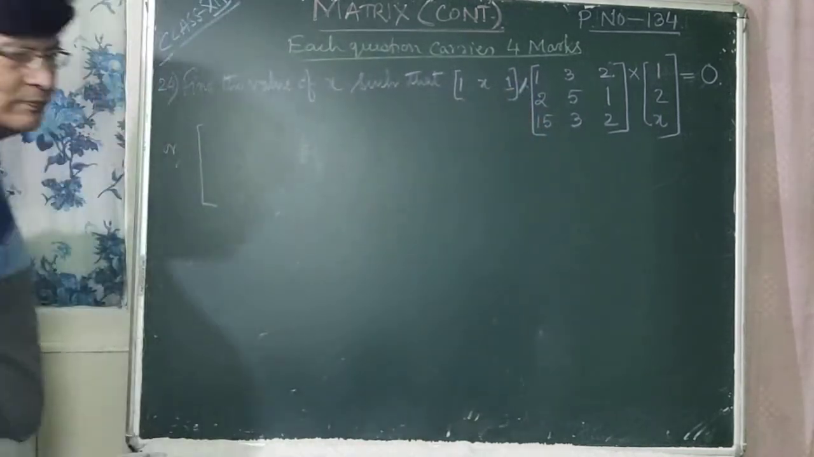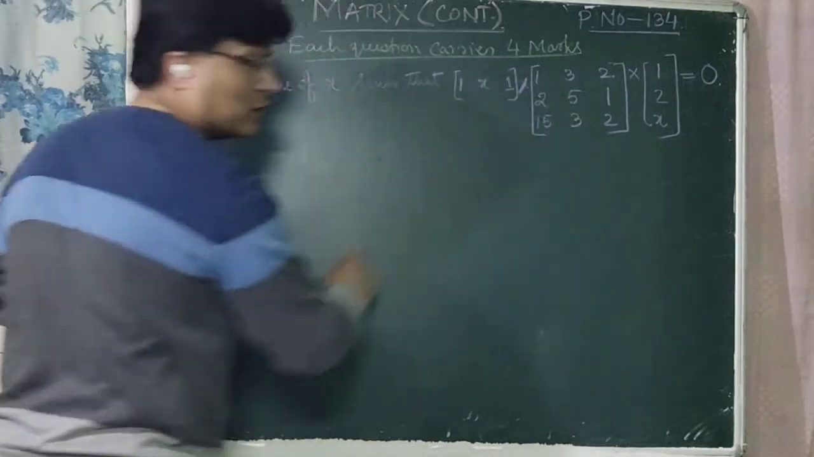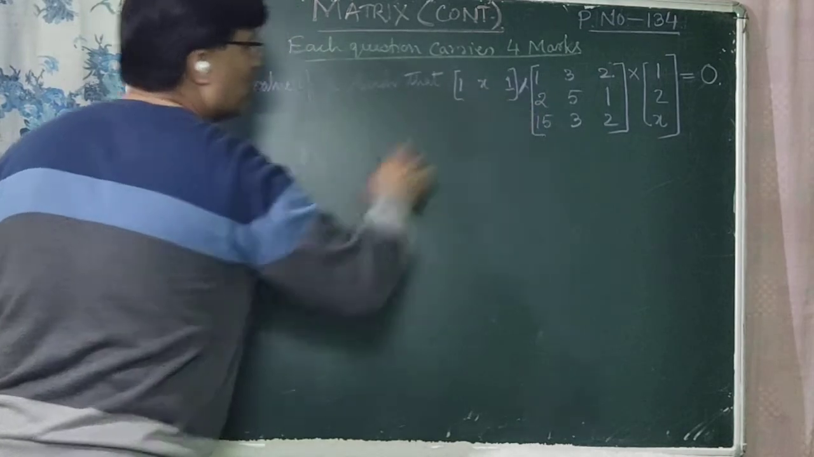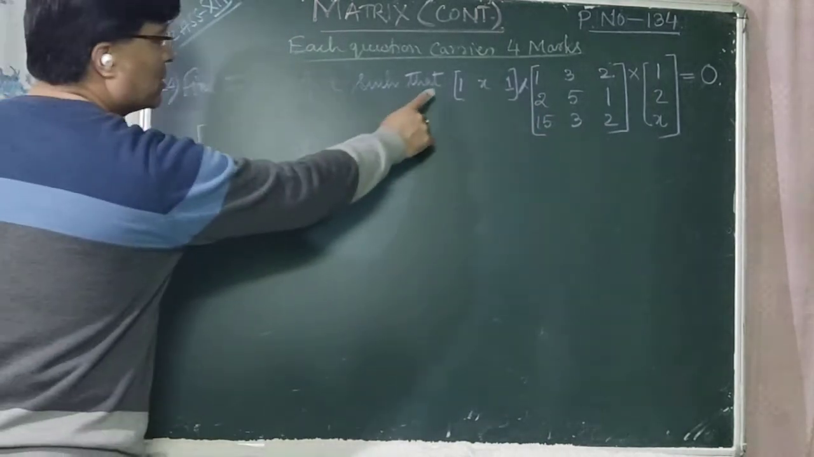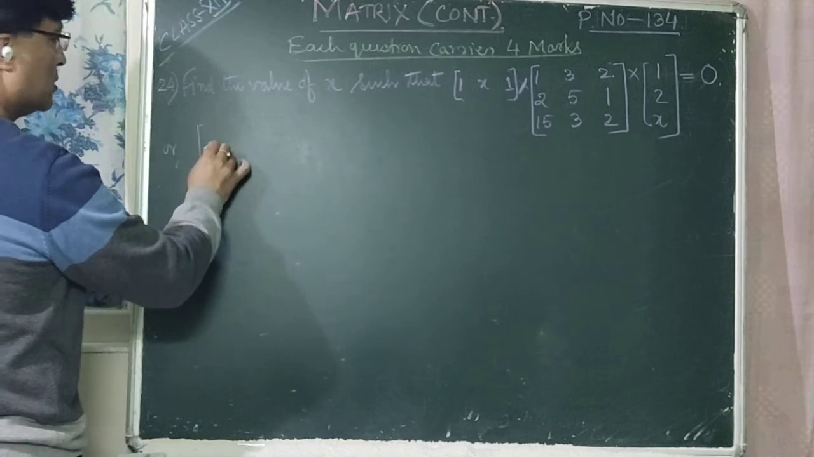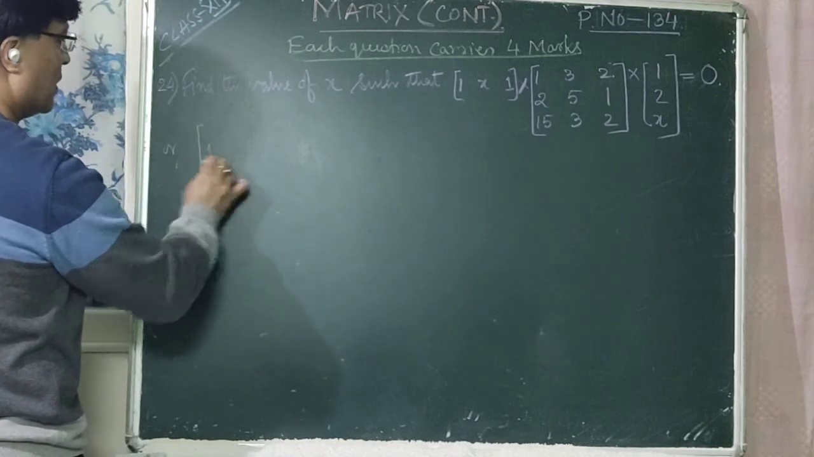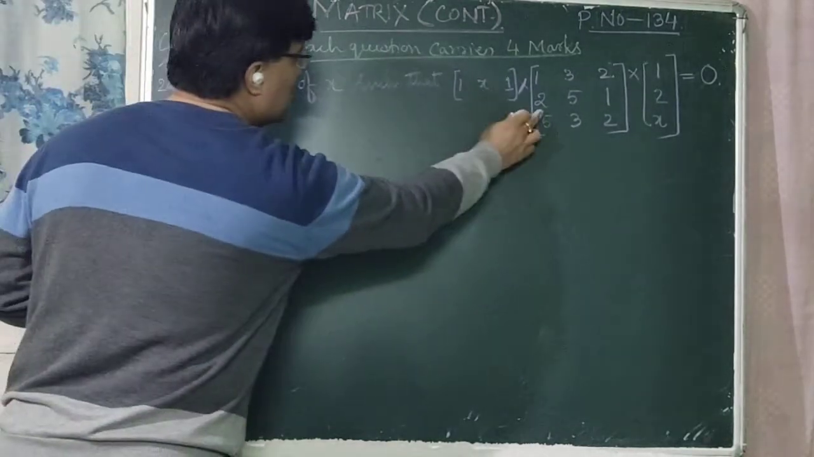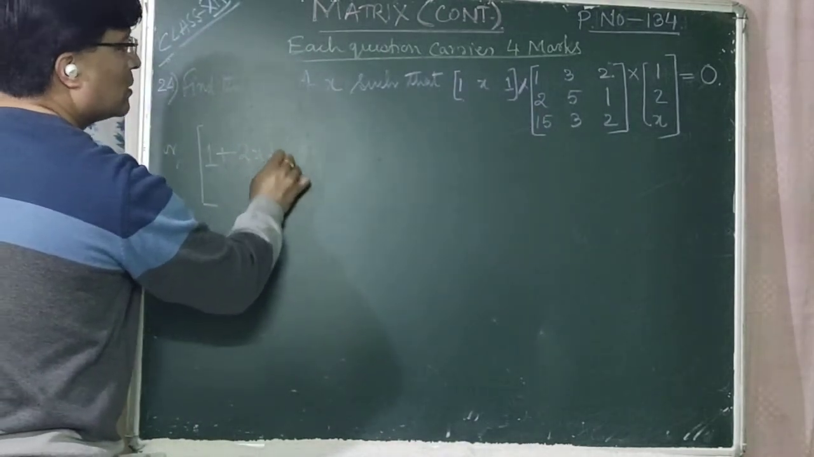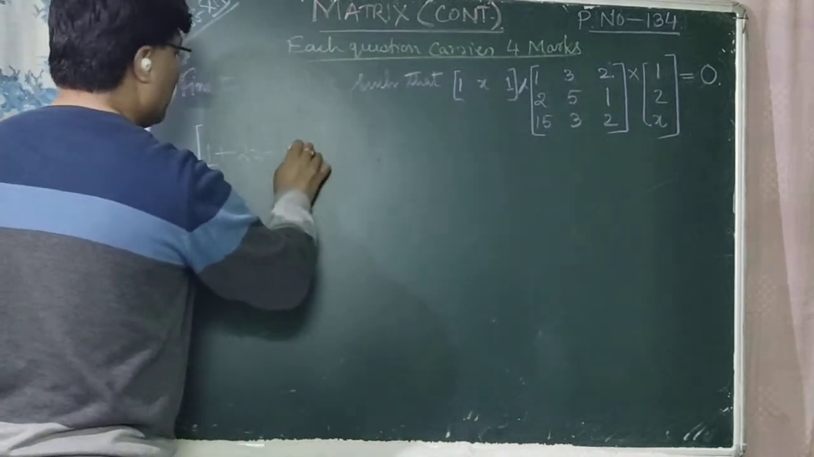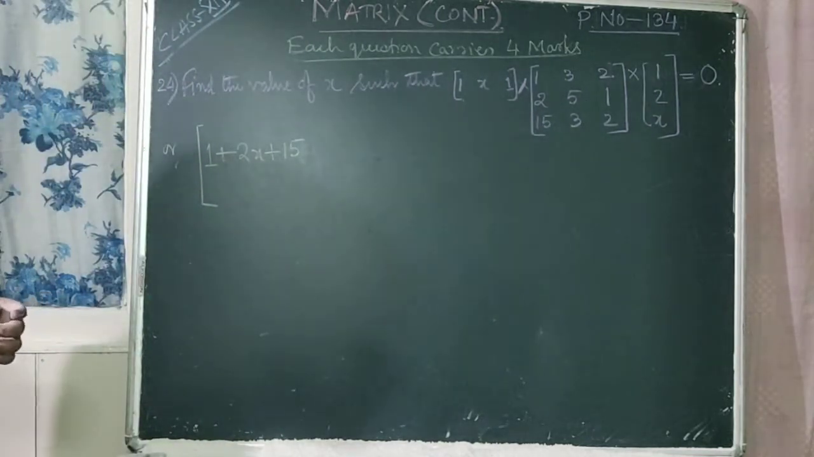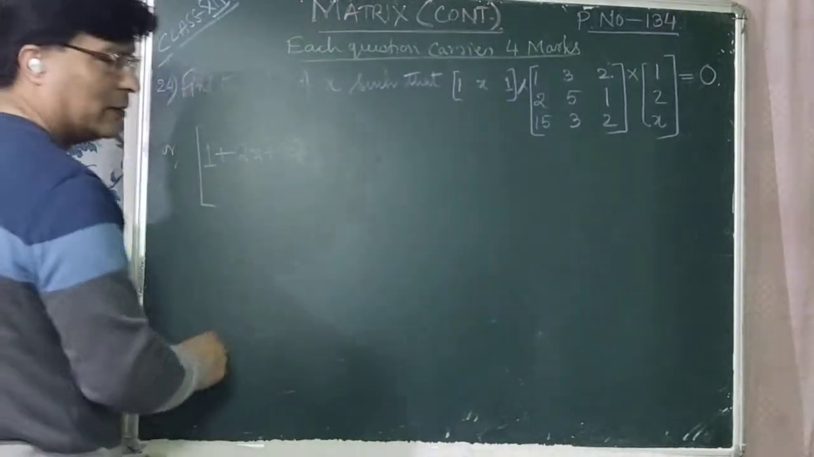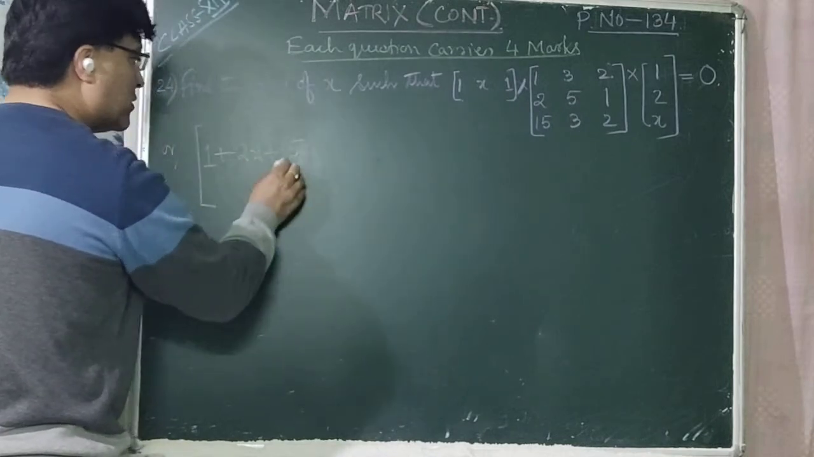First row by first column. Corresponding elements should be multiplied. 1 1s are 1, x 2s are 2x, plus 1 15s are 15. So let us write: 1 1s are 1, plus x into 2, 2x, plus 1 into 15, 15. That is the first element of the first row. Again, second column is there, so we can write down the second element of the first row.